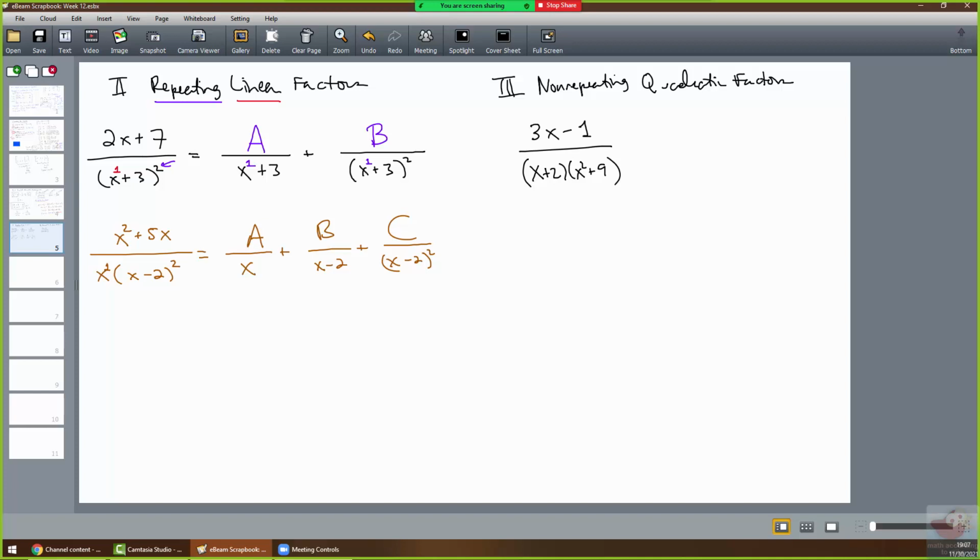This will need two fractions. And again, it's about multiplicity. The multiplicity of the x plus 2 factor is a 1. The multiplicity of the x squared plus 9 factor is a 1. So we need two fractions, one for each factor.